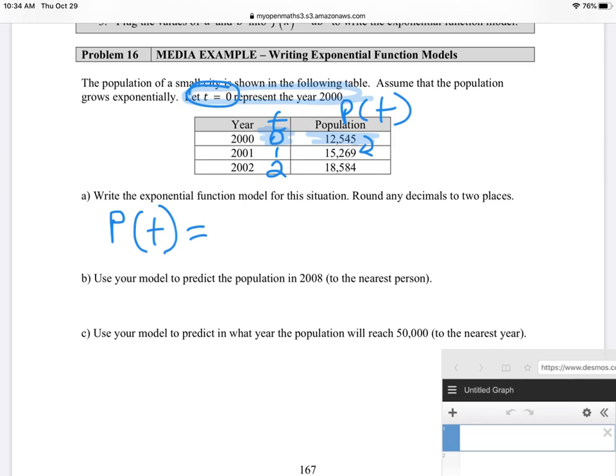12,545 divided by, nope, I lied, 15,269 divided by 12,545 equals, and I get 1.2171 and so on. They asked me to round to 2 decimal places, so that means I'm going to round the 21. The 7 that comes behind it tells me to round that up. So I'm going to use 1.22 as my common ratio.